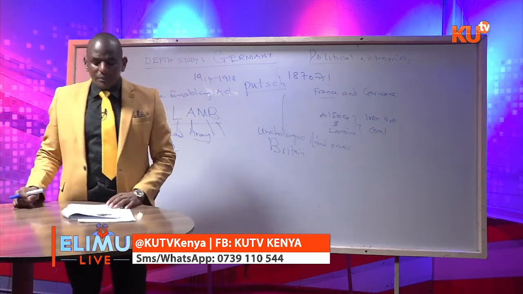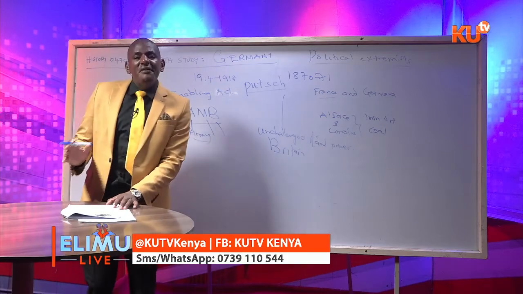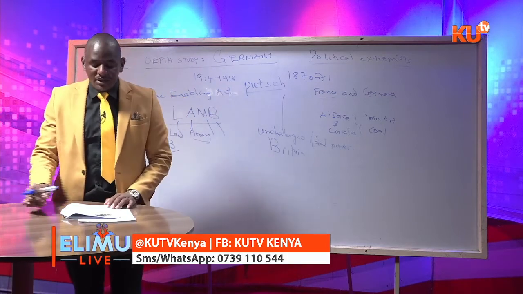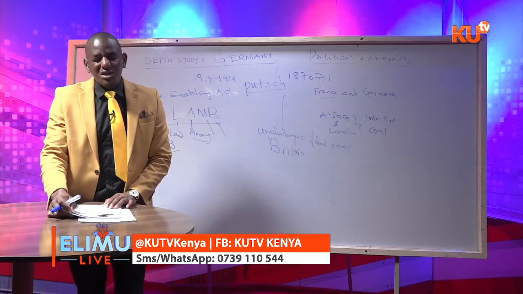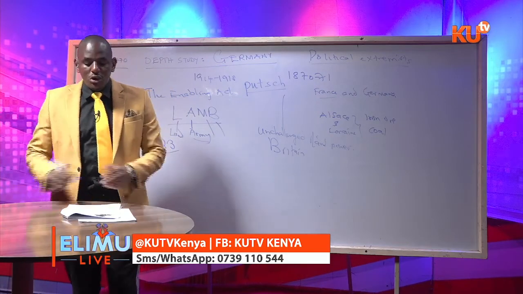So in 1923, an event happened that crippled Germany. This is the French invasion of the Ruhr.